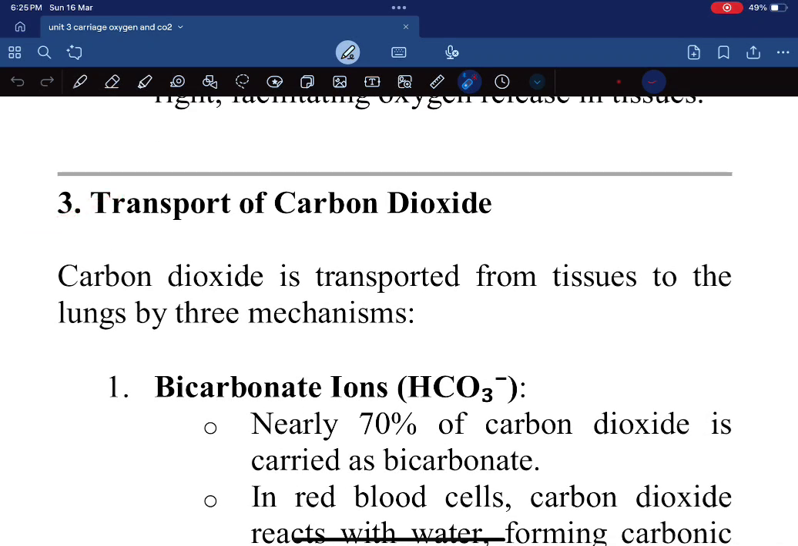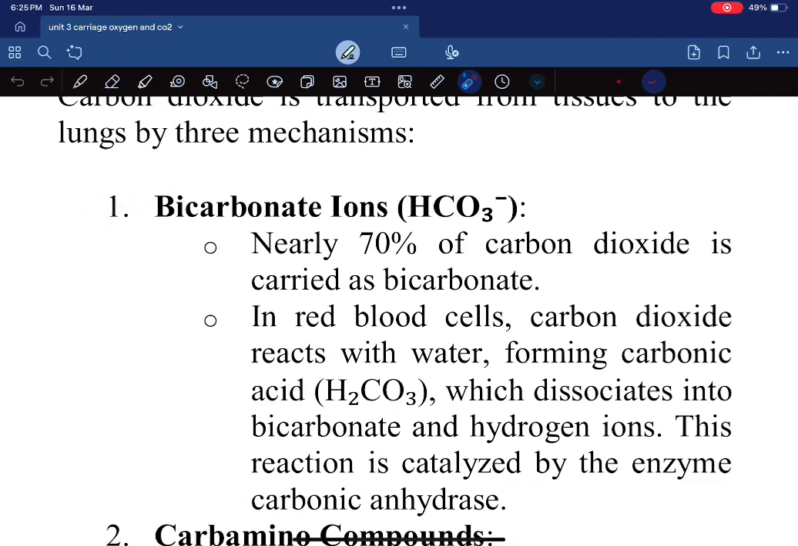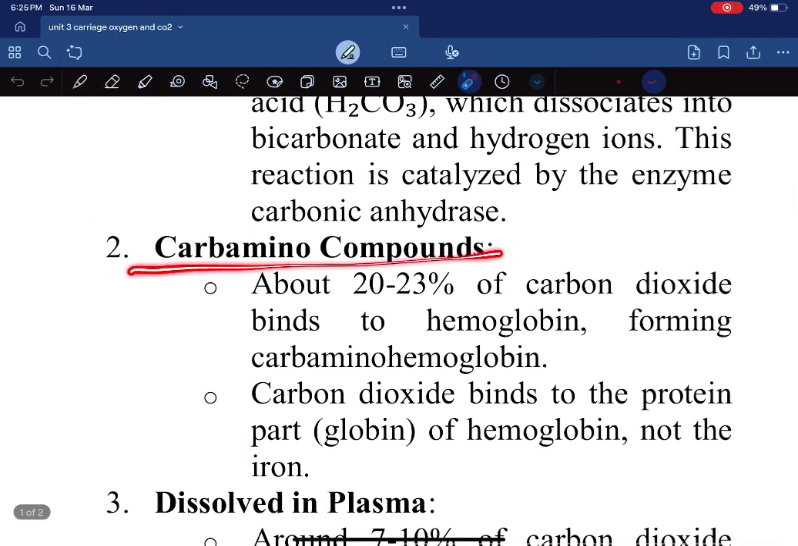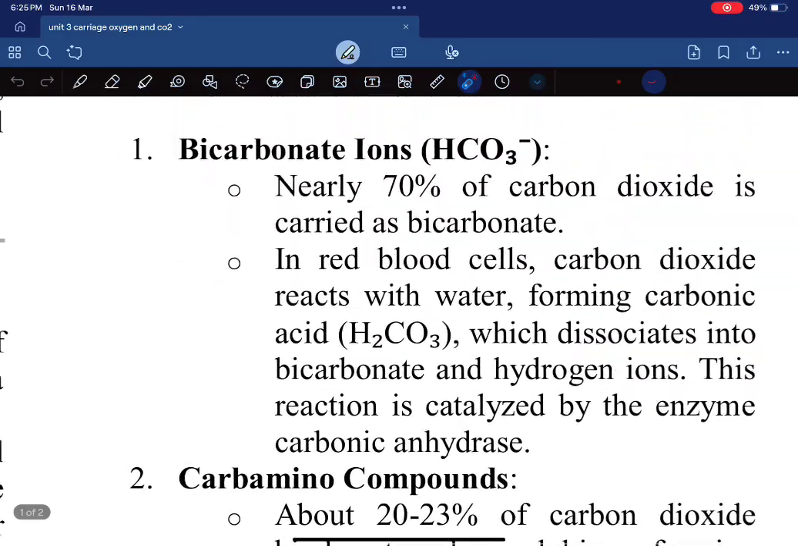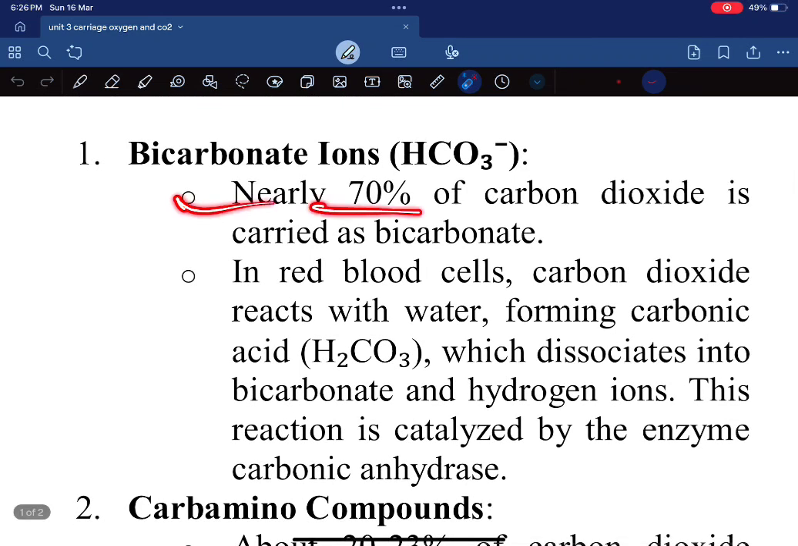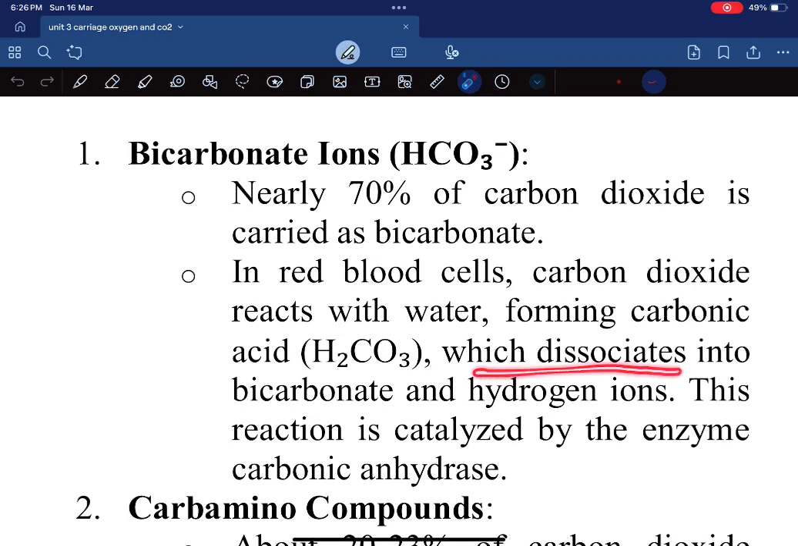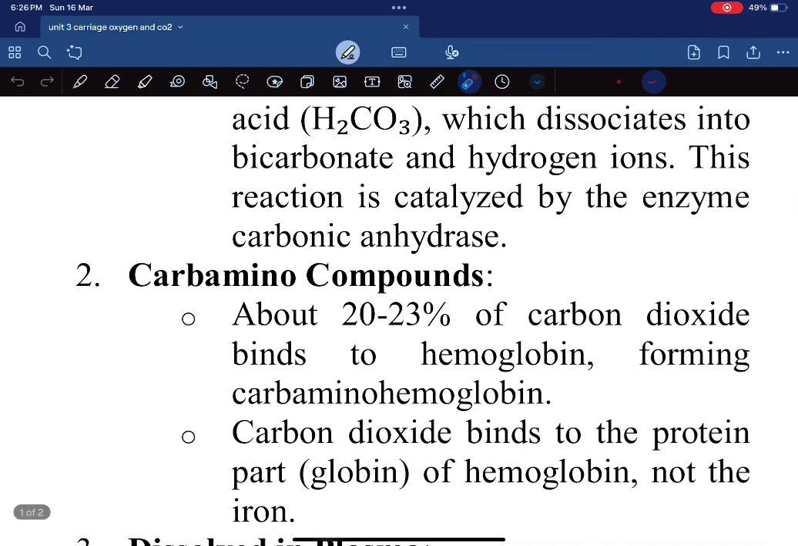Third, transport of carbon dioxide. Carbon dioxide is transported from tissue to the lungs by 3 mechanisms. First, bicarbonate ions. Second, carbaminocompounds, and third, dissolved in plasma. First, bicarbonate ion. Nearly 70% of carbon dioxide is carried as bicarbonate. In red blood cells, carbon dioxide reacts with water, forming carbonic acid, which dissociates into bicarbonate and hydrogen ions. This reaction is catalyzed by the enzyme carbonic anhydrase.